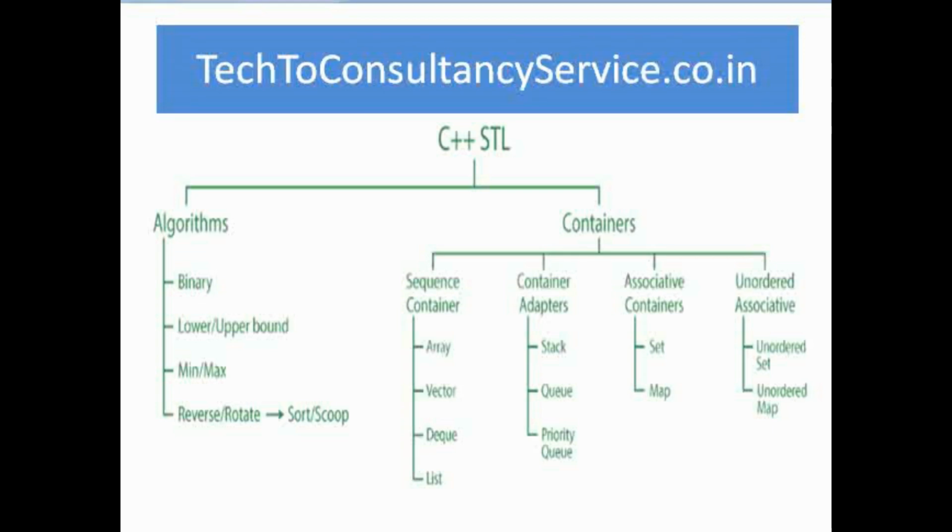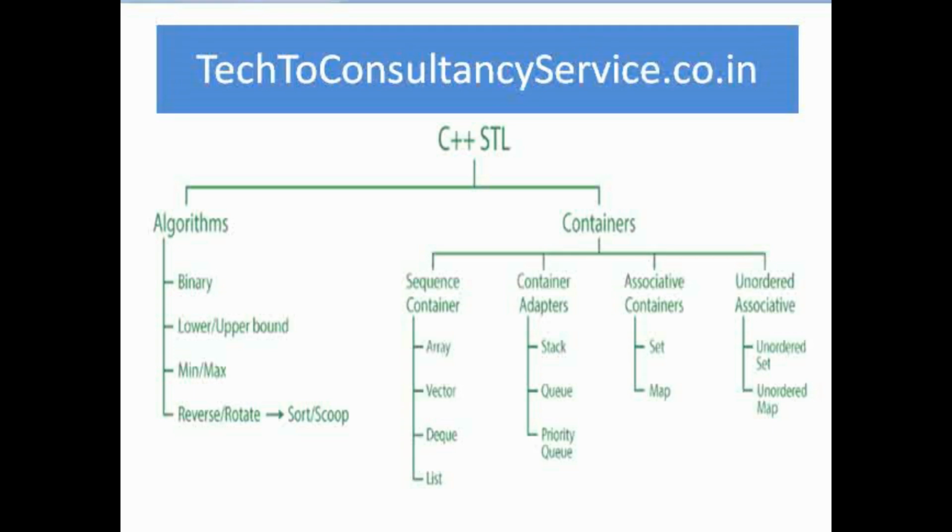In sequence containers we have array, vector, deque or double-ended queue, and list. In adapter containers we have stack, queue and priority queue. In associative containers we have set and map. In unordered associative containers we have unordered set and unordered map. In the next class we will see in detail each and every container. For the time being you can just memorize it so that it can be useful to you while writing programs.